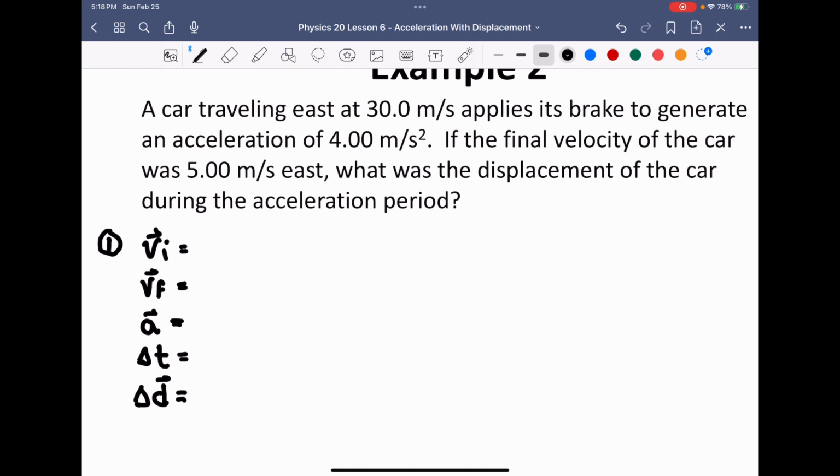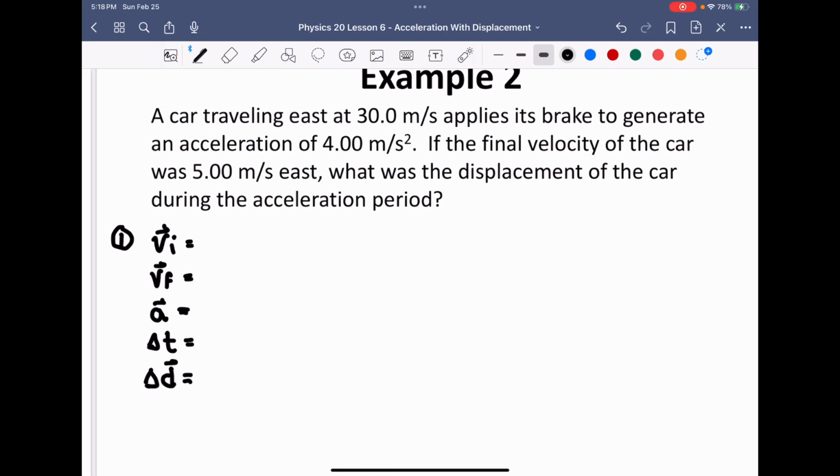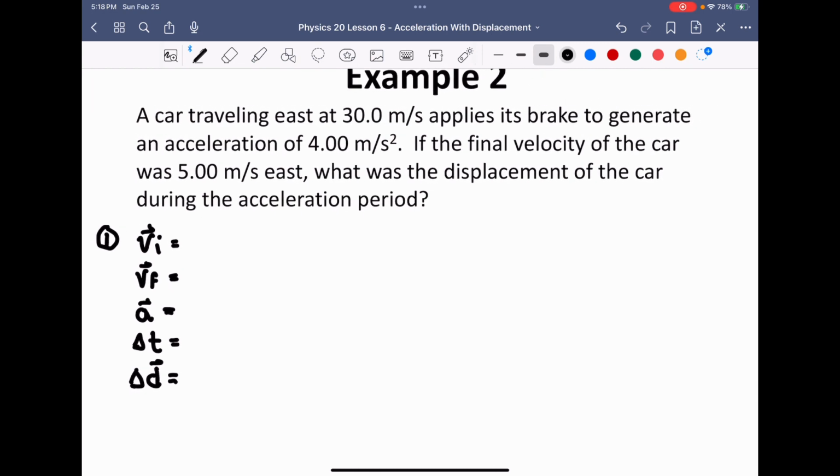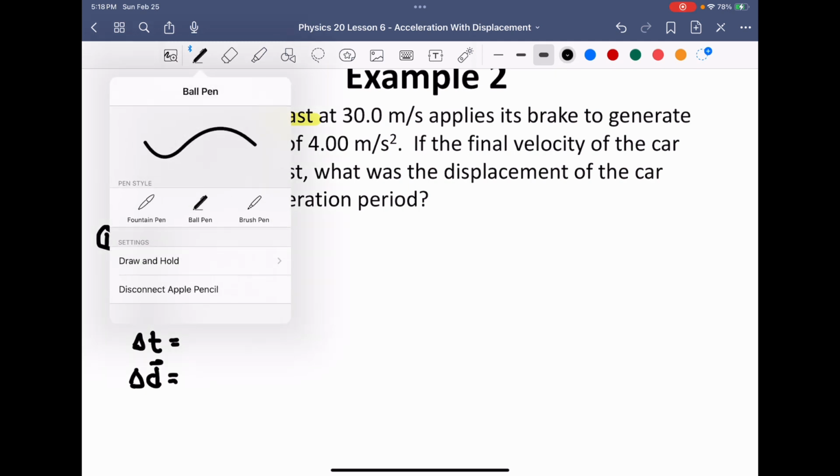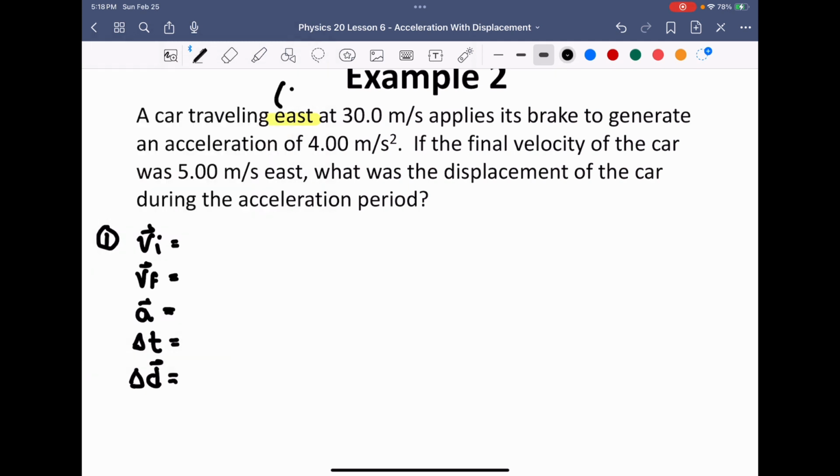A car is traveling east at 30 meters per second, and it applies the brakes to generate an acceleration of 4.0 meters per second squared. I want to pull this apart a little bit. If we are traveling east, we need to recognize that the east direction means this object is traveling in the positive direction according to our orientation.